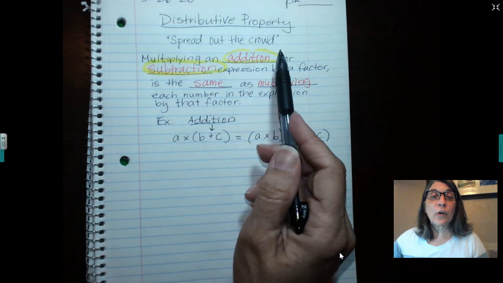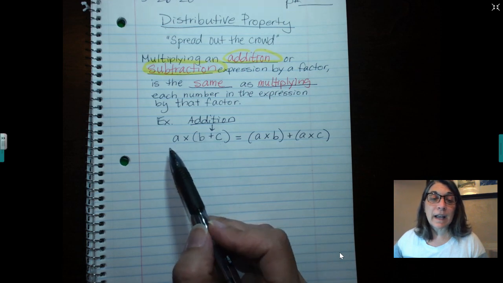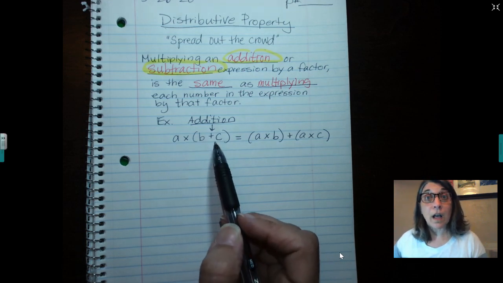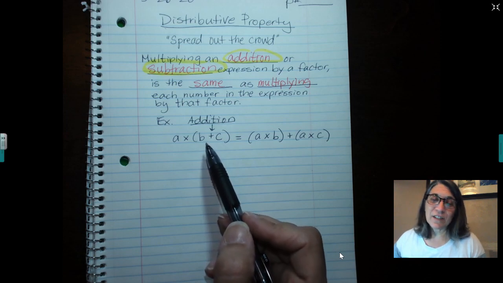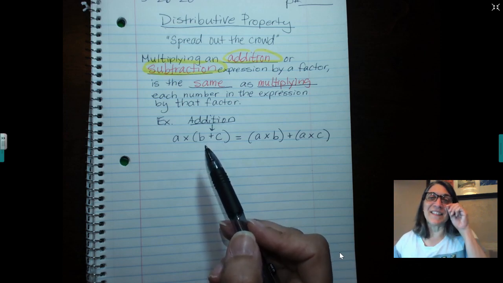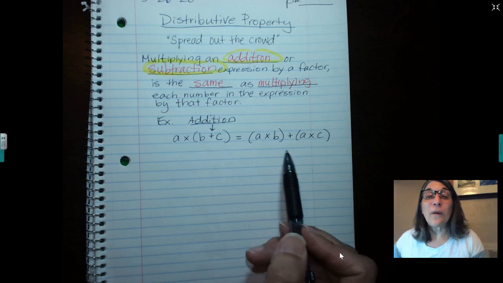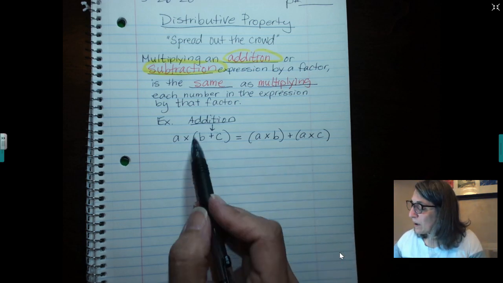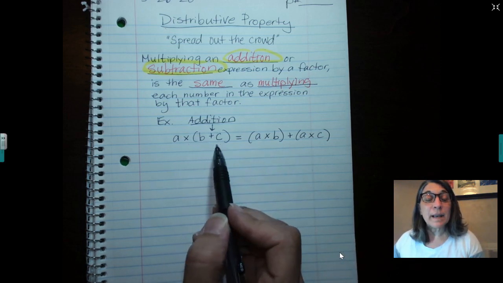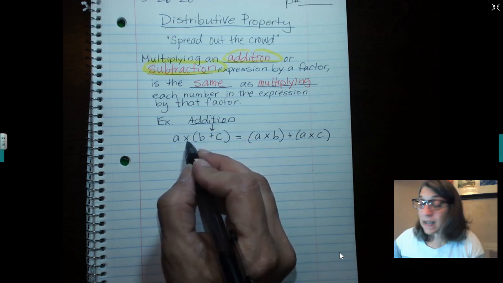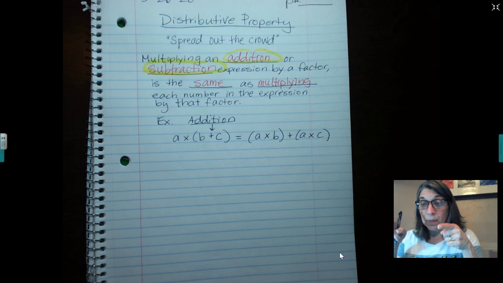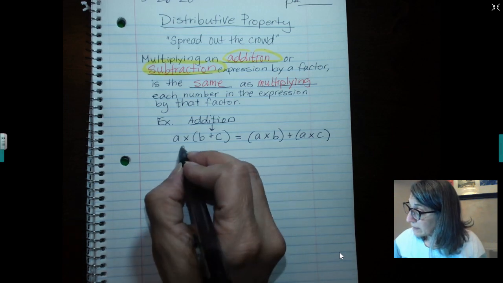Spread out the crowd is basically these guys are squished together. They are not practicing social distancing. Just super weird that's even a thing. So we are going to spread them out. Now, one other thing, I want to change the way this example is written, because A times (B plus C) in parentheses can also be written like this.